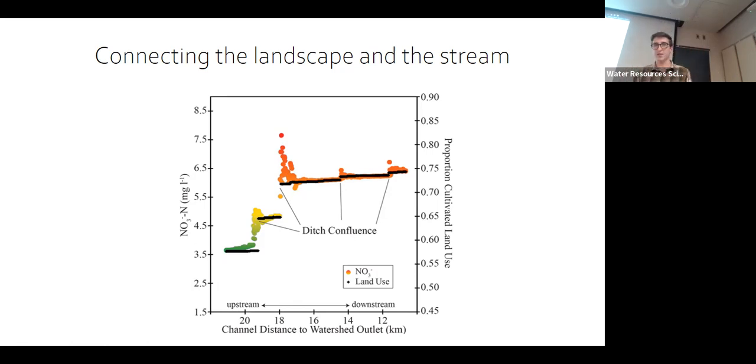So we have this system to measure these nitrate concentrations in the stream. And we have this completely separate data set of what's happening on the land. And we see that there's this really interesting interaction between the two.